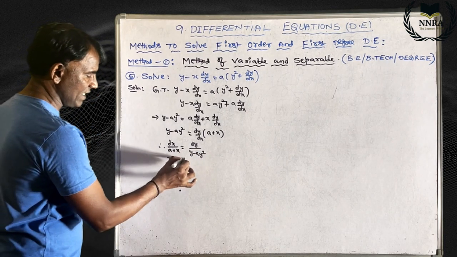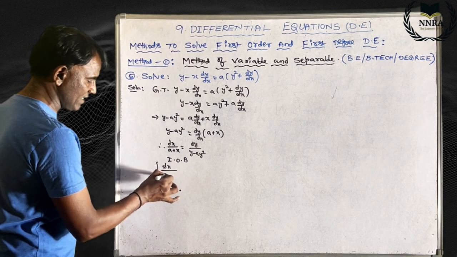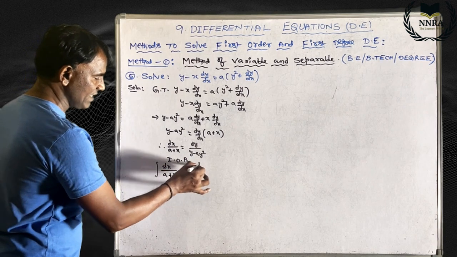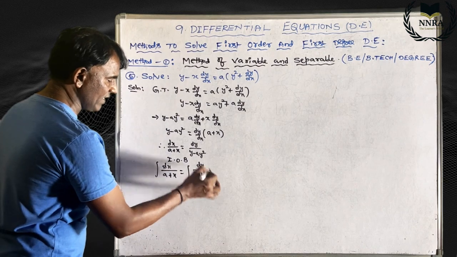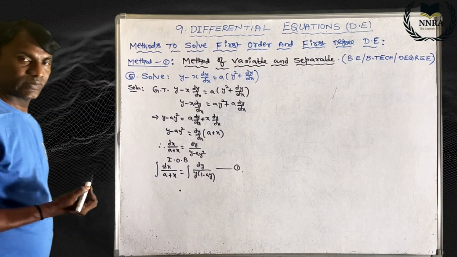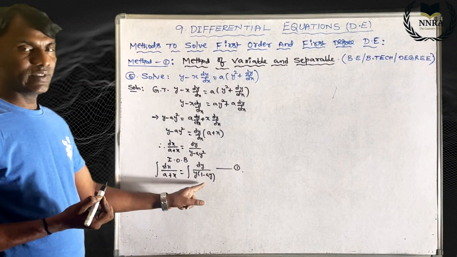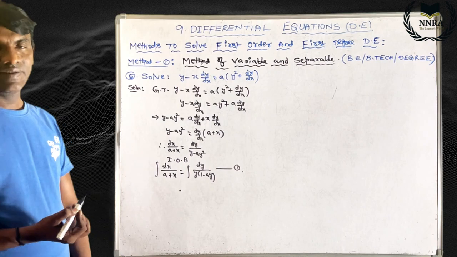Now integrating on both sides. That is integral dx by what is that? A plus x. And integral dy by y into 1 minus ay. Okay. Now this is equation number 1. And here it is product of two terms, that is product of linear factors. Now we use partial fraction method.